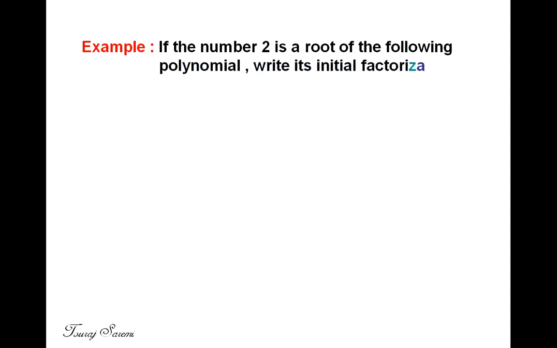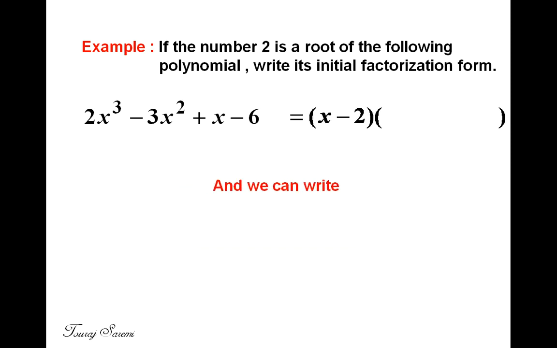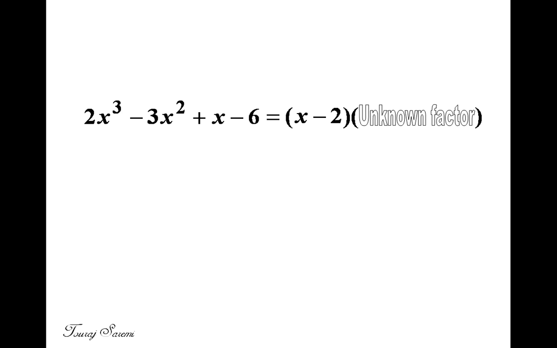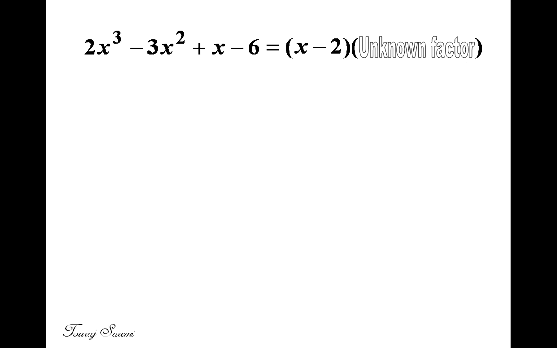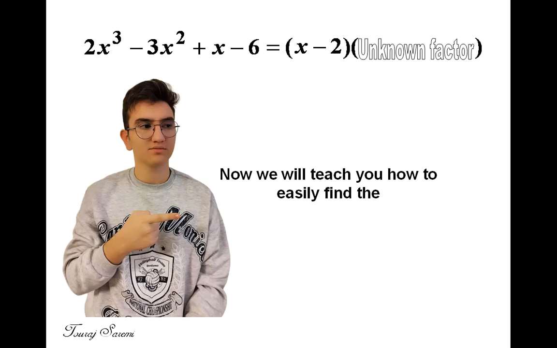Example. If the number 2 is a root of the following polynomial, write its initial factorization form. Therefore 2 is the root. And we can write. Now we will teach you how to easily find the unknown factor.